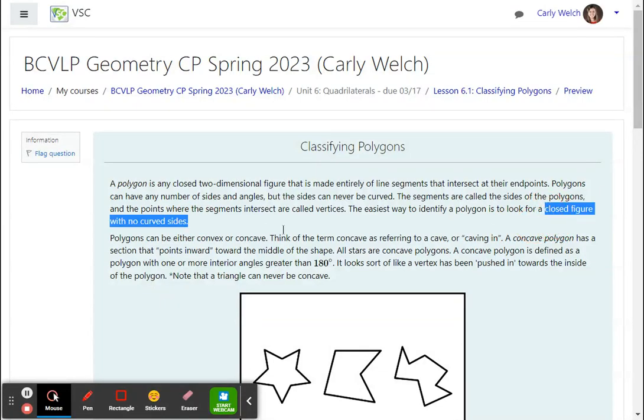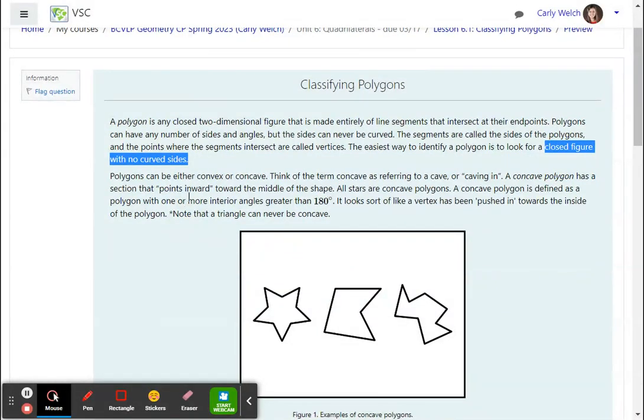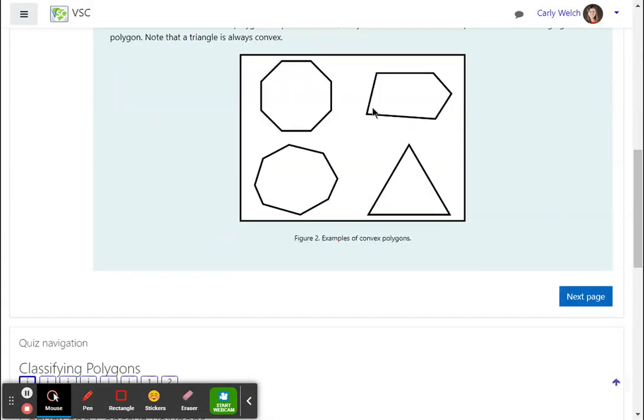So that's going to be huge on these next couple questions. Polygons can either be convex or concave. Think of the term concave as referring to a cave or caving in. So a concave polygon has a section that points inward. So this would be a concave, concave, concave, any section that points inward toward the middle of the shape. And then convex is obviously the opposite of that, where all of the vertices point outward. And then these would be all convex polygons.